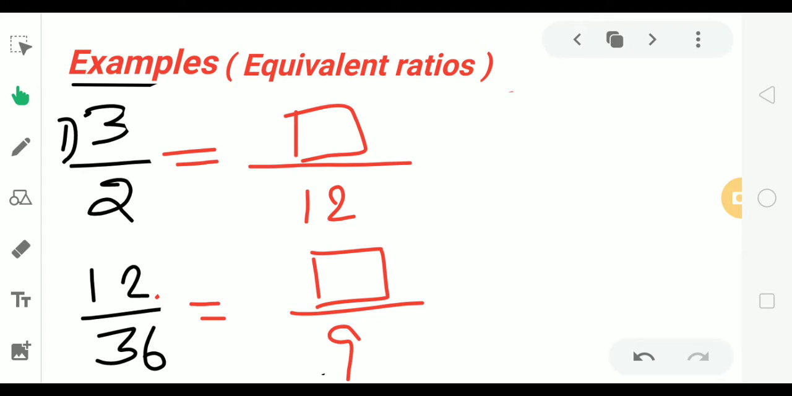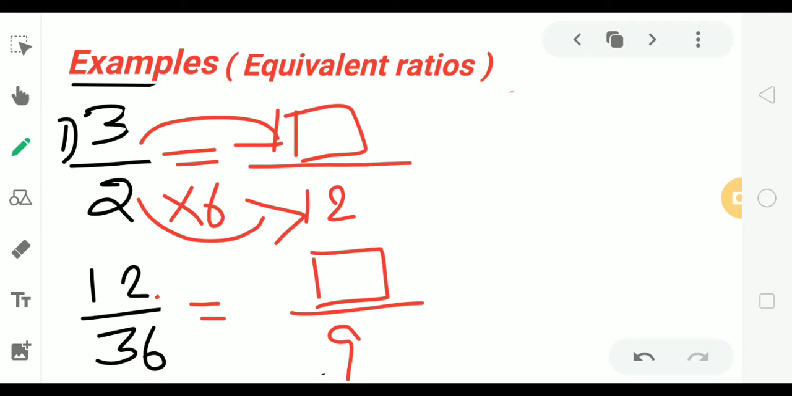Let's see how to obtain the equivalent fraction. Some examples are there. The first one, 3/2 is equal to a fraction in which the numerator is missing. So how do we get the numerator? Look here, 2 became 12. How is 2 becoming 12? Multiplied by 6. 2 sixes are 12. Therefore, 3 also has to be multiplied by 6. So to get the numerator and denominator of the fraction, we have to multiply both by the same number. Or we can also get it by dividing the numerator and denominator by the same number.